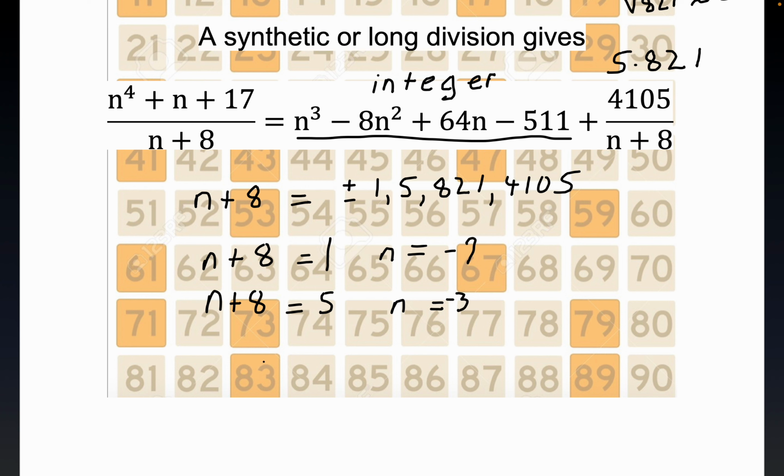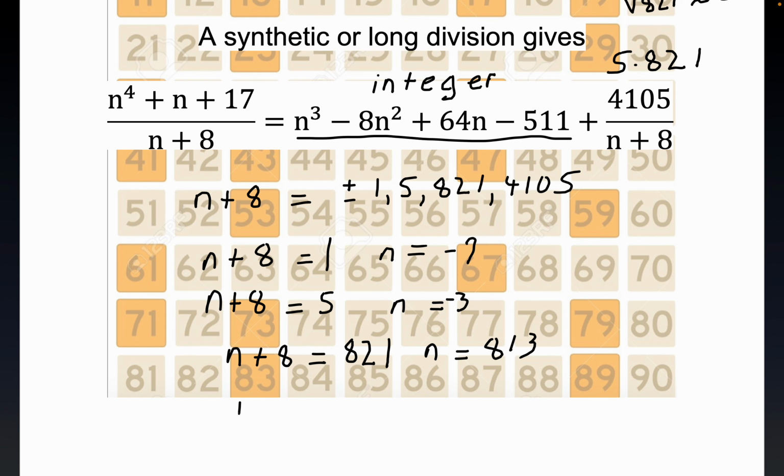Now let's take a look at n plus 8 is equal to what? 821. Okay, this is going to imply what? If you subtract 8 from that, you get n is equal to 813. All right. So we do have a positive integer. It doesn't look like a small positive integer, but it is a positive integer nonetheless.